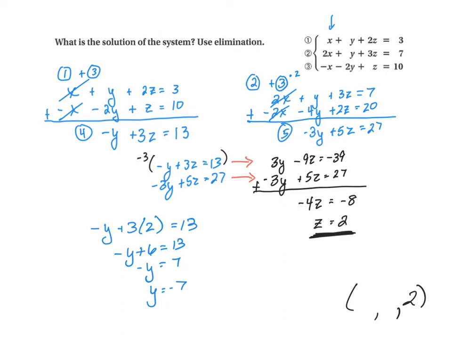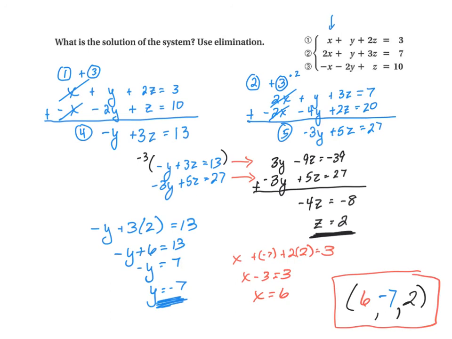Okay, so now there's a second answer. I can come over here, put negative 7. Let's do one more with the x. I'm going to choose equation 1. X plus negative 7 plus 2 times 2 equals 3. And then we got, what's that? X minus 3 equals 3. So x equals 6. So there we have our answer. 6, negative 7, 2.